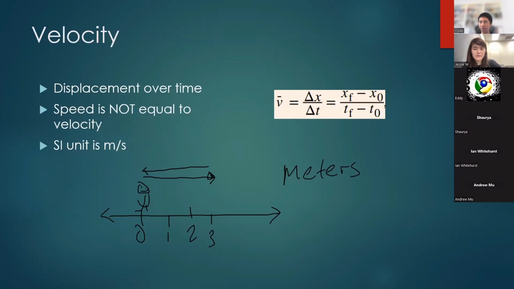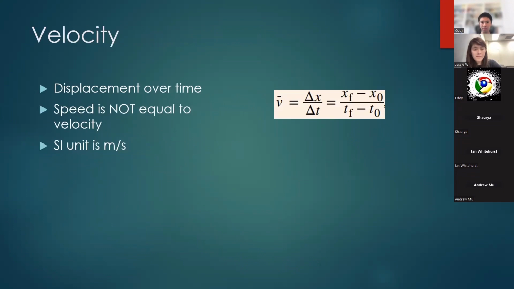Okay, and then velocity. Velocity is not the same thing as speed, because velocity is a vector, but speed is a scalar. Velocity has a direction. Velocity is the displacement over a period of time. This formula right here: average velocity is equal to delta x, the change in position, over delta t, the change in time. The SI unit for velocity is meters per second, m over s.